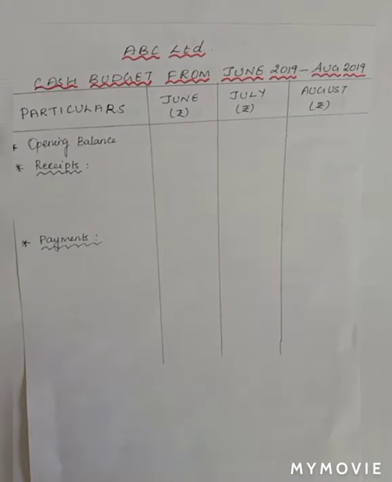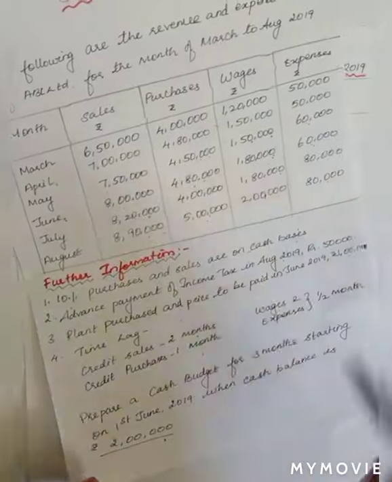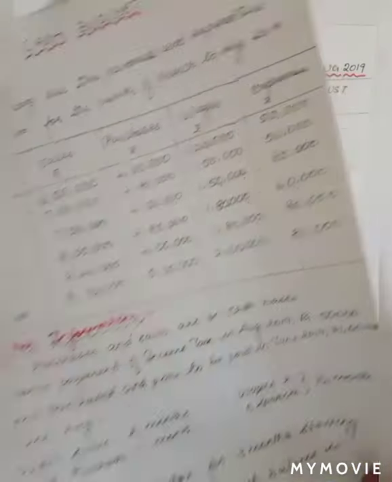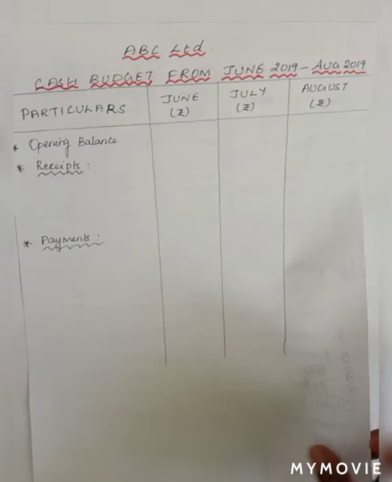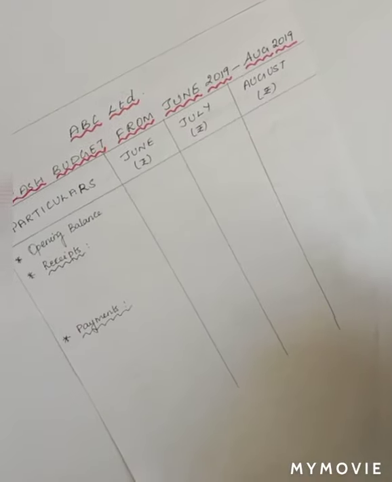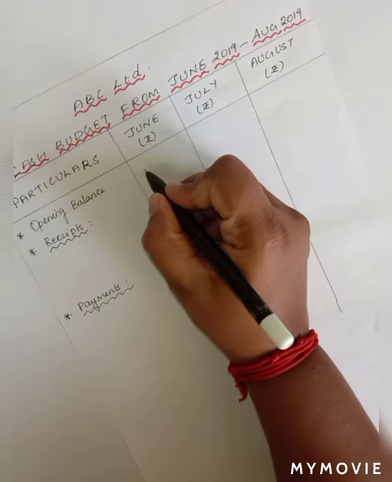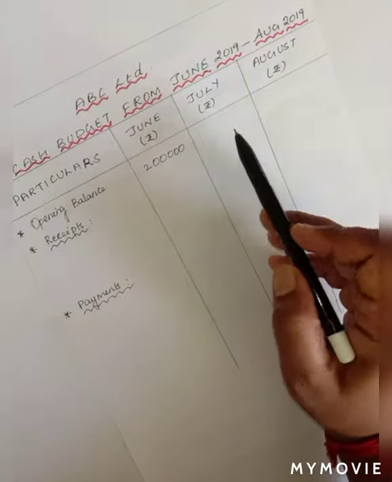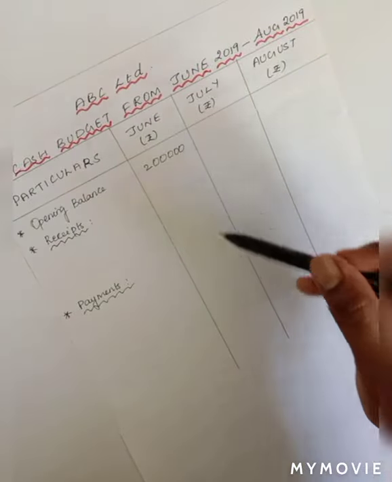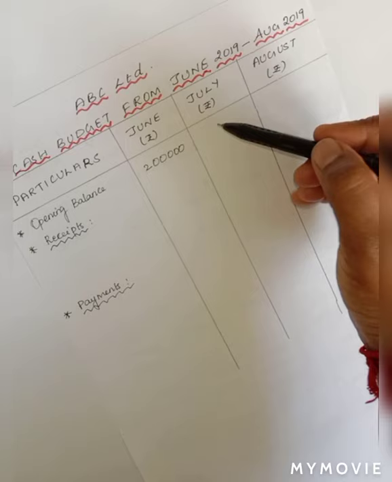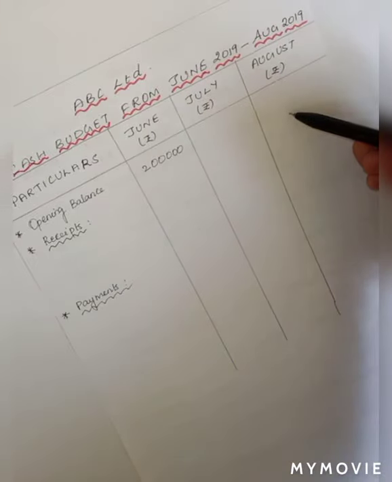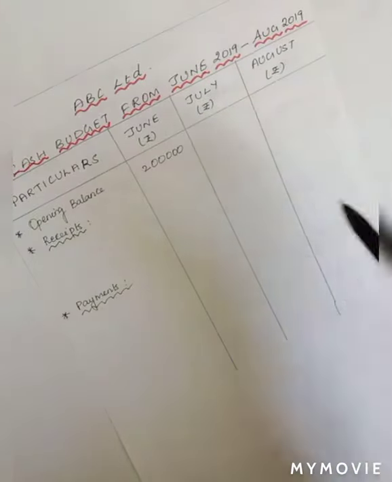So now we'll work it out. So opening balance for the month of June is given as 2 lakhs. So we'll enter that first. So opening balance of the month of June is 2 lakhs. Okay. For the next months, July and August, once you complete your June, that will become the opening balance of July. Likewise, once you complete your July, you will get a closing balance here. That will be the opening balance of August. That is how it has to be worked out.